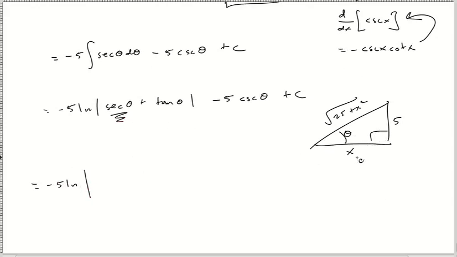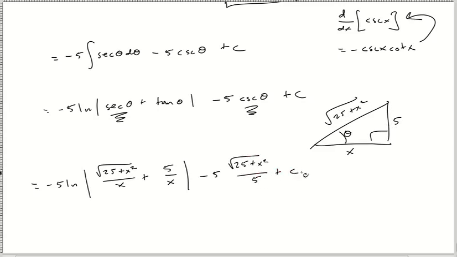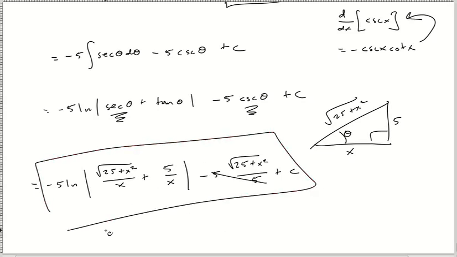Secant is going to be adjacent over hypotenuse. No, that's my cosine, so I'm going to flip it. Hypotenuse over adjacent. Okay. Tangent is my opposite over adjacent. Oops. And then cosecant is going to be the opposite of my sine. So 5 over this. Well, now it's this over that. Plus c. These 5s cancel. Those can combine some. Like I did that in my notes. Okay. And that's apparently the answer.